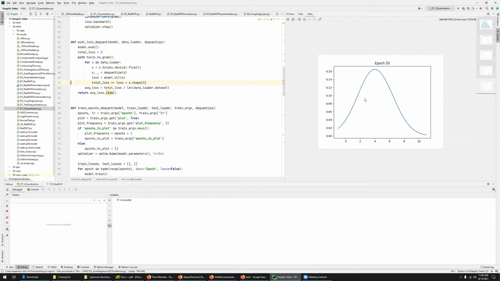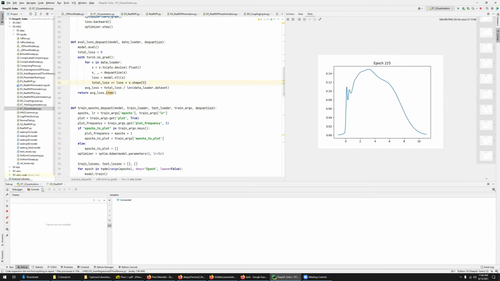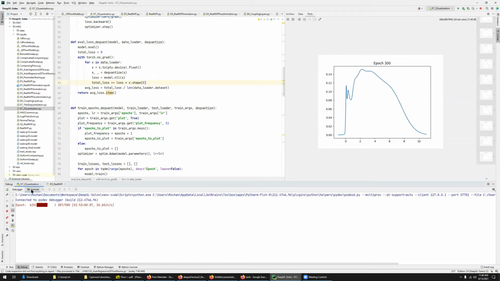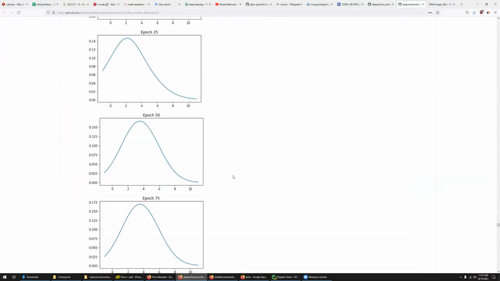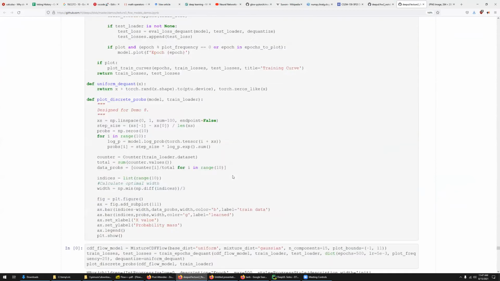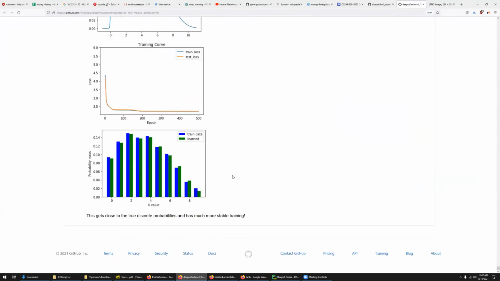And this is the step of the training that happens as it's doing its training. You can see the learned distribution is pretty close to the training data, and there's no error. Okay, that's all there is. We're at the end of the dequantization, which is the one we just looked at.